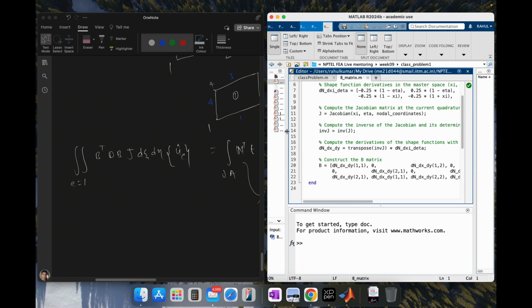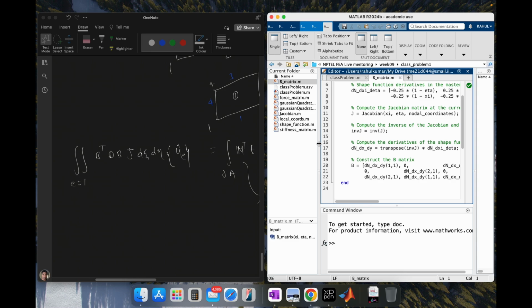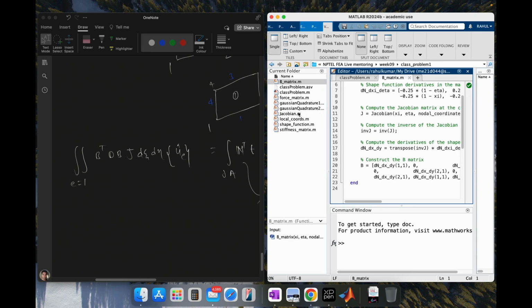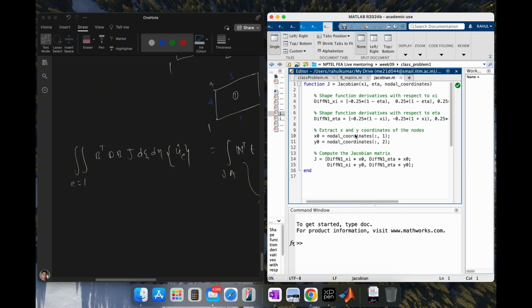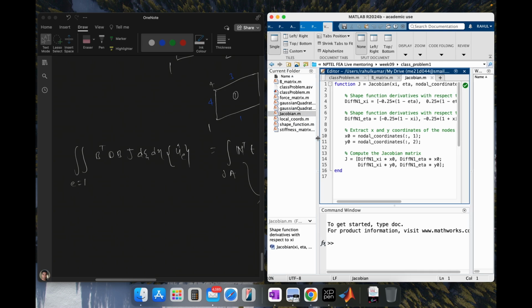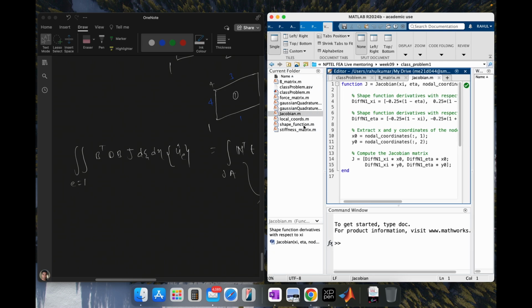So this is all about the B matrix, and now we will see the Jacobian. It is not a very different thing. Here you can see that the Jacobian is nothing but the derivatives, del x by del xi, del x by del eta, del y by del xi and del y by del eta. So after getting the derivatives, we will get the Jacobian. And let's see the stiffness matrix.